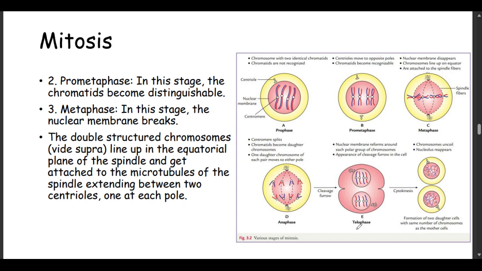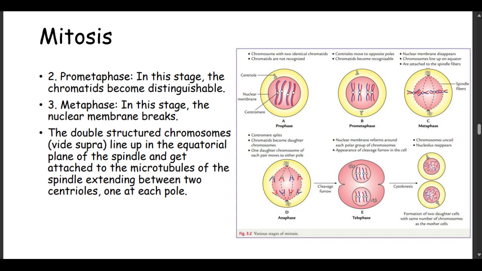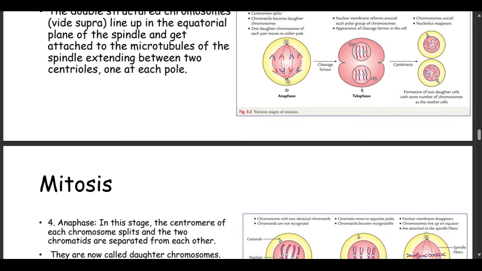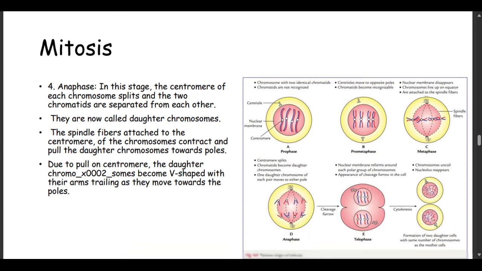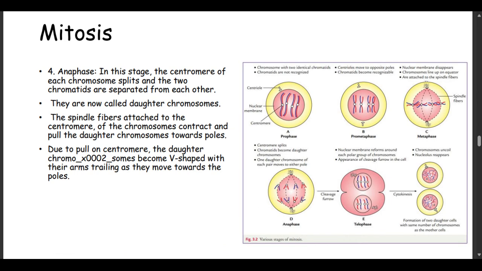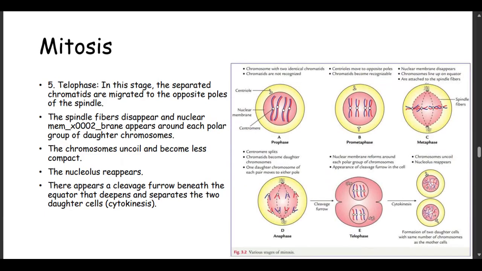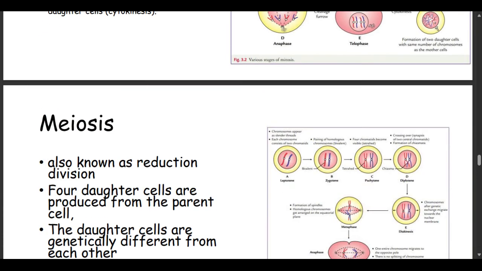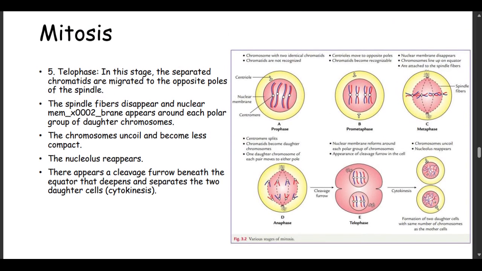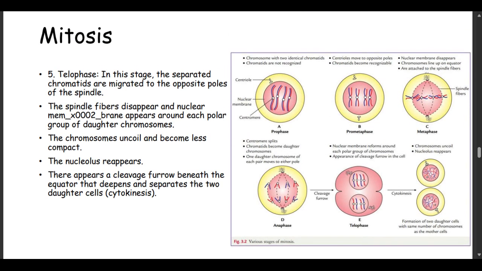And in telophase, at the end of it all, you're going to have formation of the nuclear membrane as well. Okay, so formation of the nuclear membrane, then cytokinesis occurs where the two daughter cells are formed having the same genetic material as the mother cells. And that is what is being explained there as well. So that is basically it about mitosis.